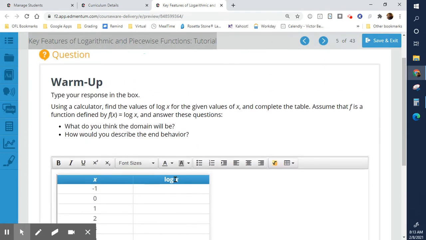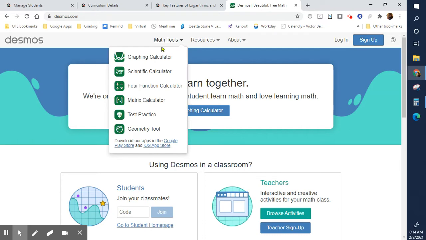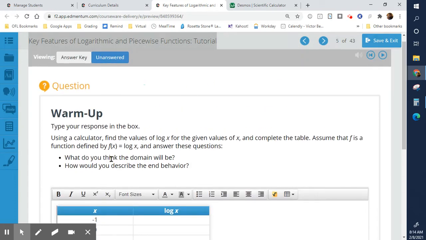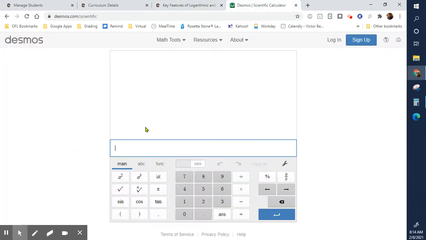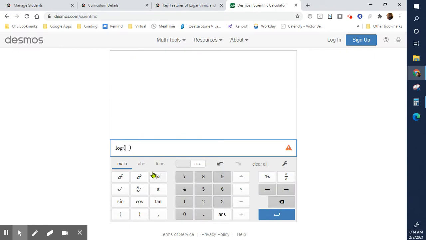What we're going to do here is use a calculator to find the values of the function log x. I'm going to grab Desmos real quick and go to the scientific calculator. We're going to type in the function log of x, so log of whatever I want to plug in. I put parentheses there because I don't know what my x is. This one is telling me to plug in a -1. I plug in a -1.